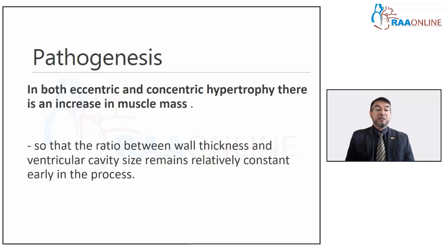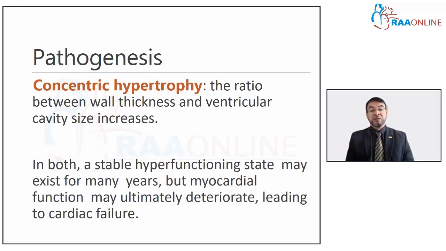Now, irrespective of whether it's concentric or eccentric hypertrophy, the muscle mass increases. But in the early stages of a heart failure, the ratio between the wall thickness and the cavity size is the same, is constant. In late stages, in concentric hypertrophy, the wall thickness increases and the cavity size decreases. And in eccentric, the wall thickness reduces and the cavity size increases. It's the other way. This is what I just explained in the previous slide. In concentric hypertrophy, the ratio between the wall thickness and the ventricular cavity size increases.